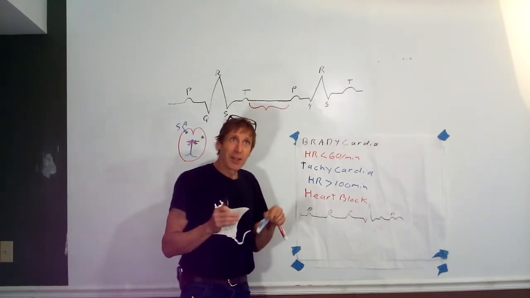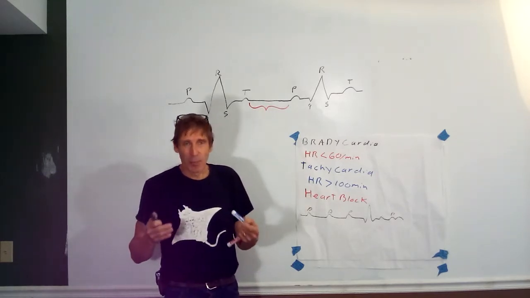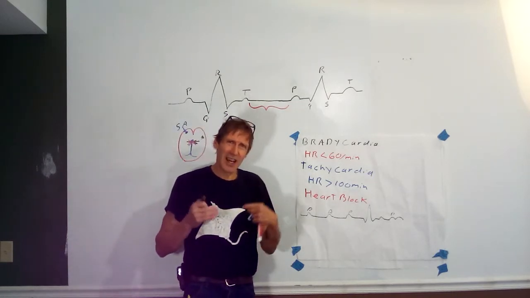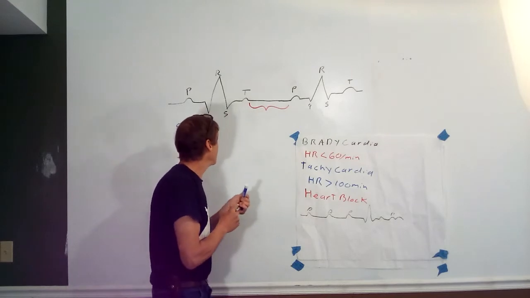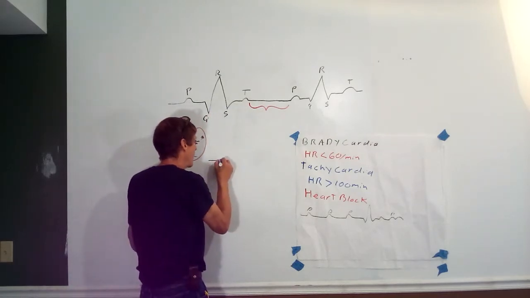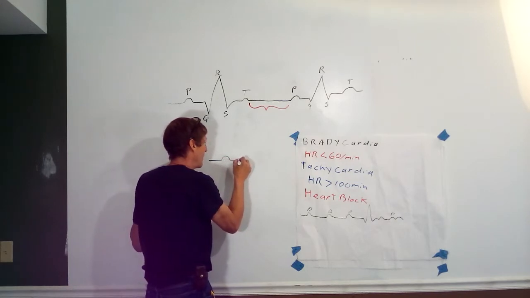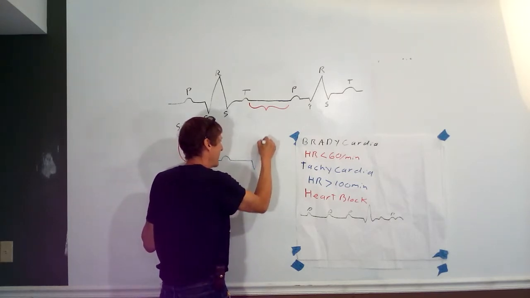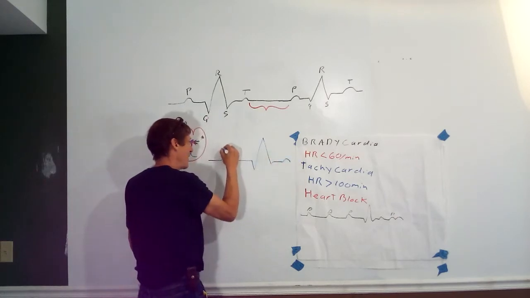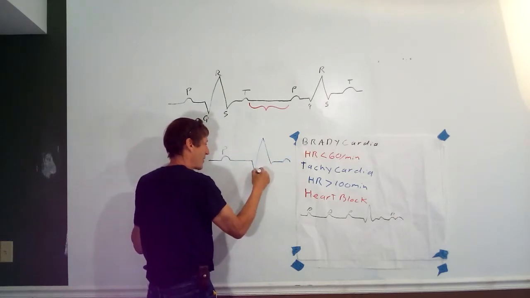The other extreme, the less detrimental heart block, is first degree heart block. You could have this one and you might not even know you have it unless you have an EKG done. In first degree heart block, I'll exaggerate it a bit. Here's your P wave, QRS complex.